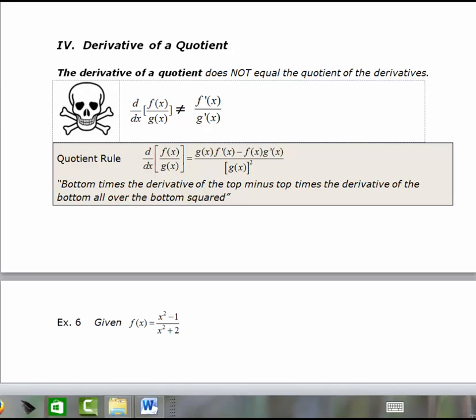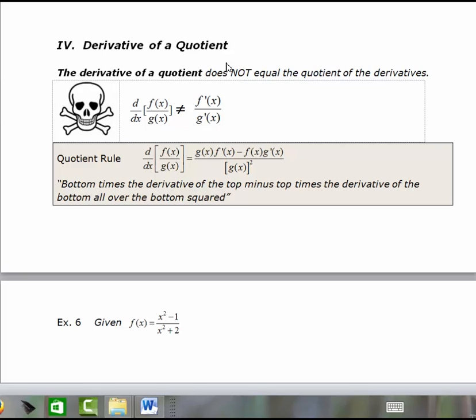In this video we're going to look at the derivative of a quotient, and we'll be using the quotient rule. And just as in the derivative of a product, where that is not the product of the derivatives, the derivative of a quotient is not equal to the quotient of the derivatives. And I encourage you to look at the proof in the textbook. This video is going to show you how to use it, but I think it's important to know where the derivative of the quotient rule comes from.